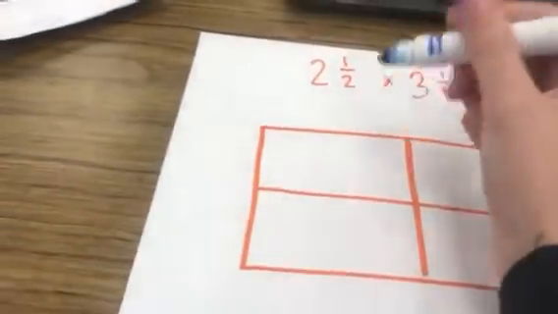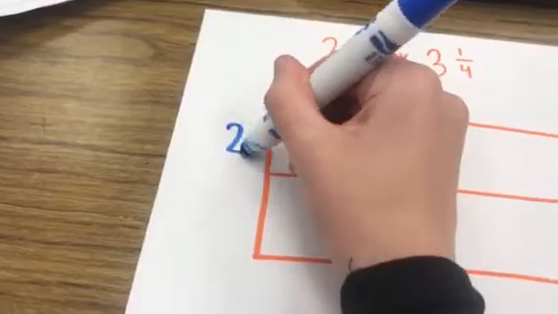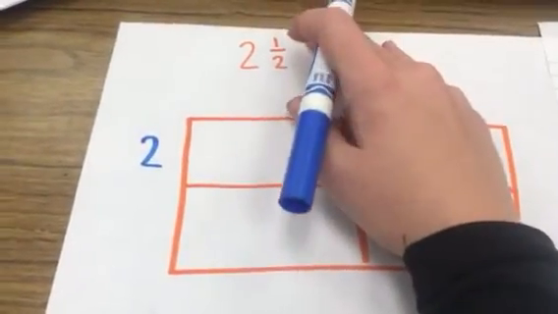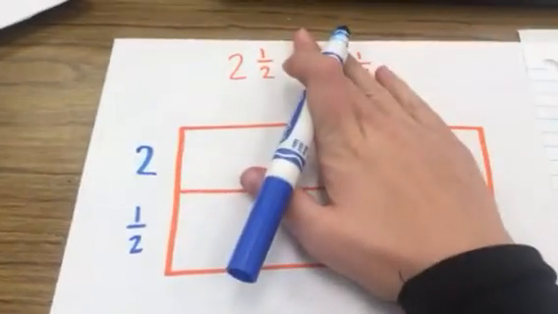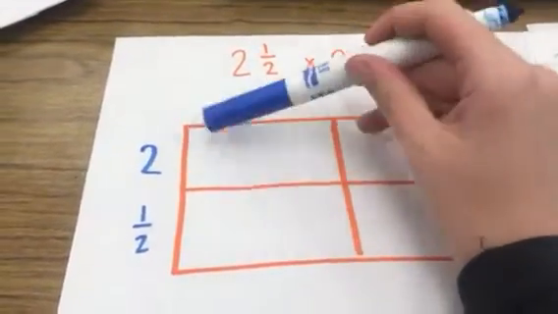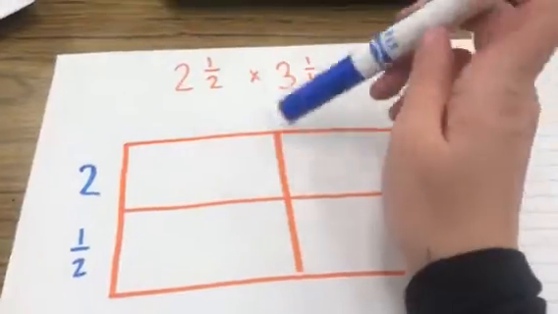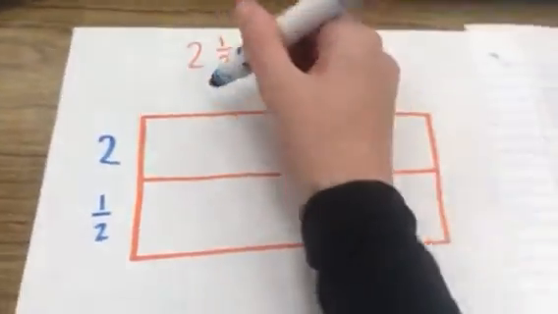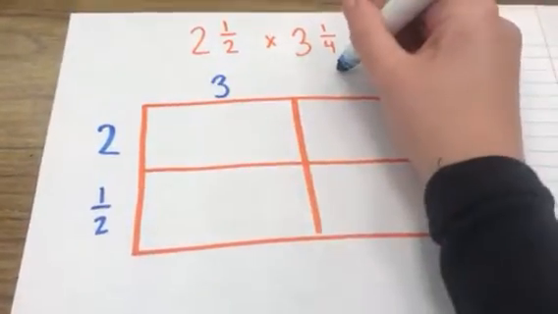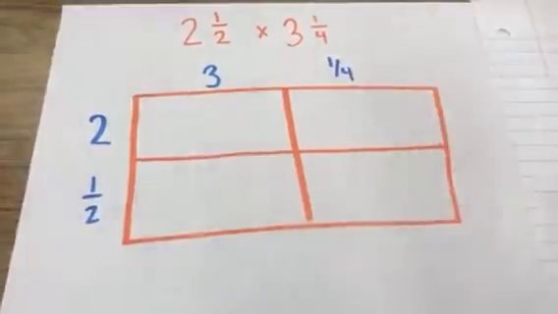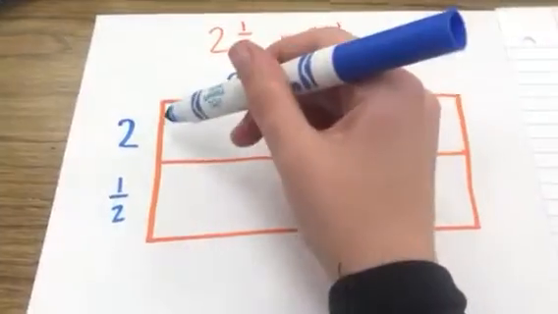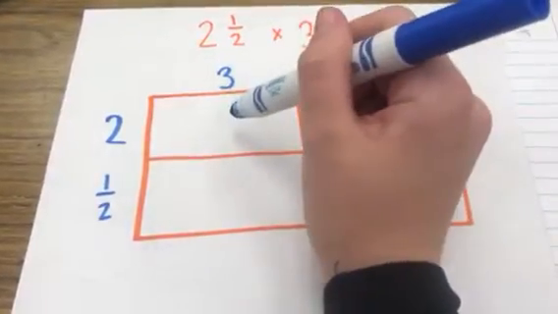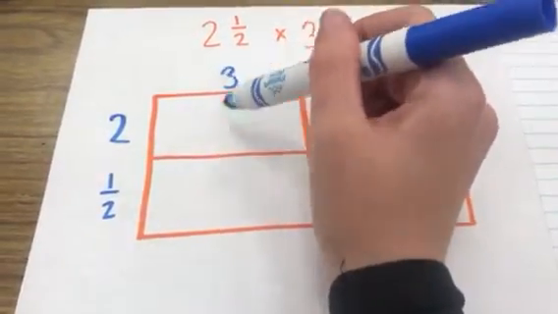So my whole number 2 is going to go over here, and then my fraction 1/2 is going to go in this box. So I split this mixed number up into 2 and 1/2. I'm going to do the same for 3 and 1/4. So 3 and 1/4. Awesome. Just like yesterday, we're going to be looking at our boxes and multiplying by the number on the side and by the number on top.